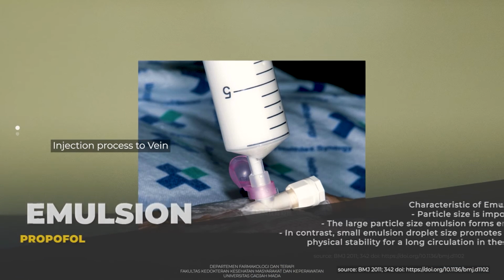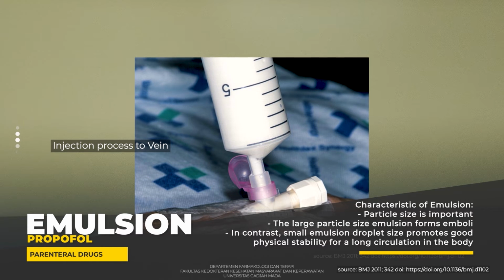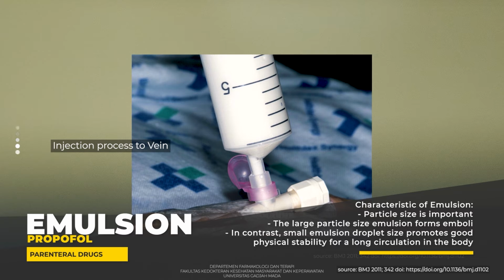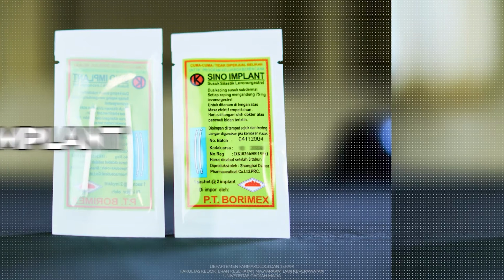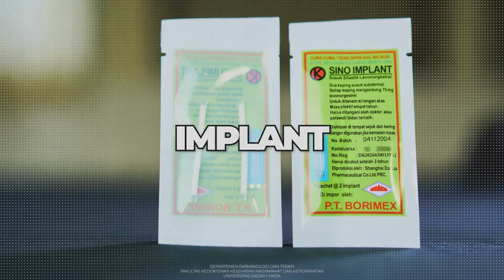In parenteral emulsions, the particle size is an important consideration. Large particle size emulsions are clinically unacceptable due to the formation of emboli. In contrast, small emulsion droplet size promotes good physical stability for a long circulation in the body. Next, let's discuss implant.